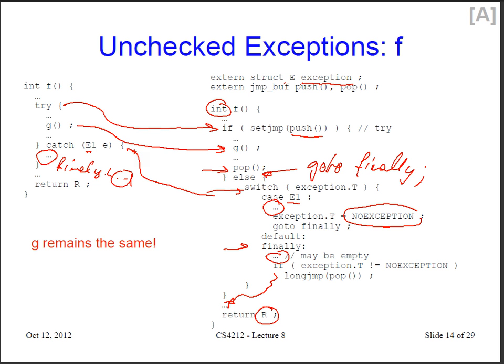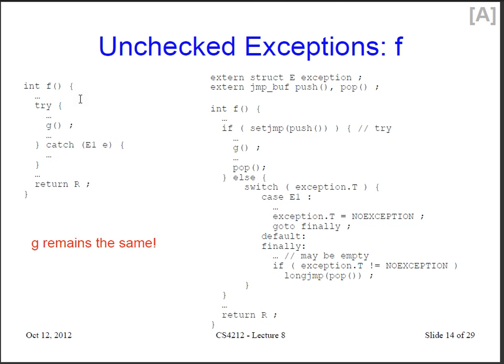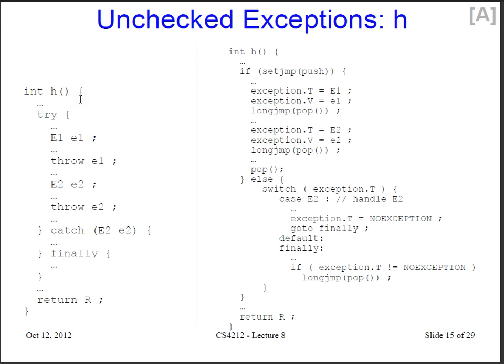It remains the same. All right, so we have changed a little bit the code. The try and catch have become if statements, but most of the code can be reused, and there's no need to change the types. G remains the same. All right, and let's see how we translate H. So same scheme. Try becomes an if.